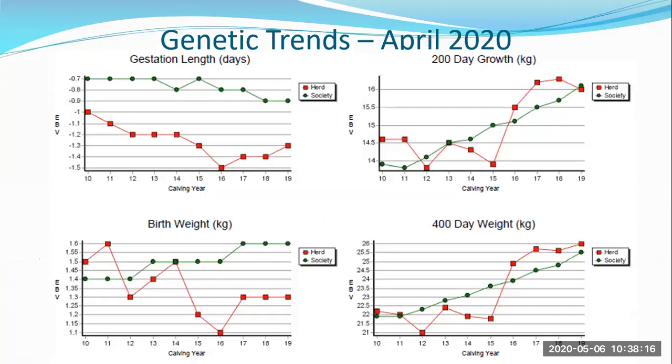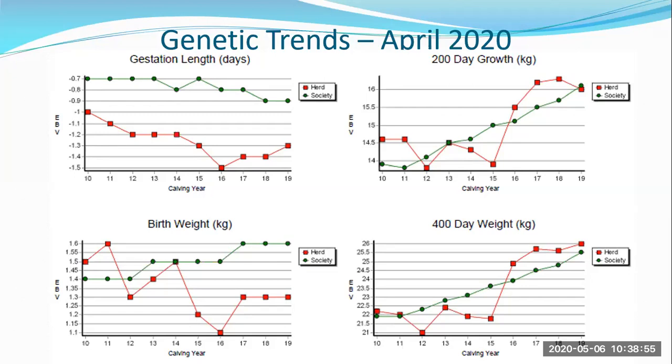Ilan, next slide, please. I've got a couple of genetic trends and then I'm finished. If you look at the gestation length, our herd is the red graph. The national average of Brahmans in Southern Africa, South Africa and Namibia included, is green. So that's where we want to be for the gestation length. Birth weight, we are genetic trend below average. 200-day weight, we have gone above average and then we've dropped down.